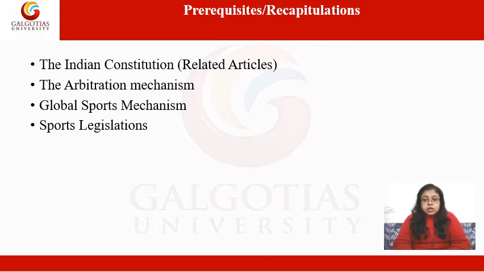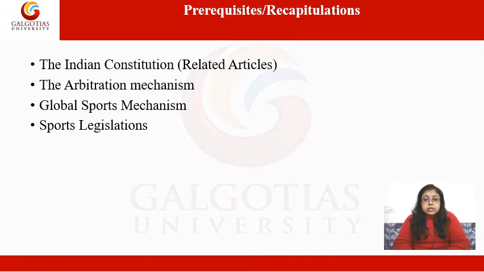Secondly, the arbitration mechanism. Basically, the judicial mechanism which has been installed to give redressal, or rather to give proper justice in matters of sports issues. The arbitration bodies have been preferred over any other sort of judicial mechanism. So if we have to understand sports law and the requirement of sports law in the present context, we definitely have to be very thorough with the arbitration mechanism as a whole.